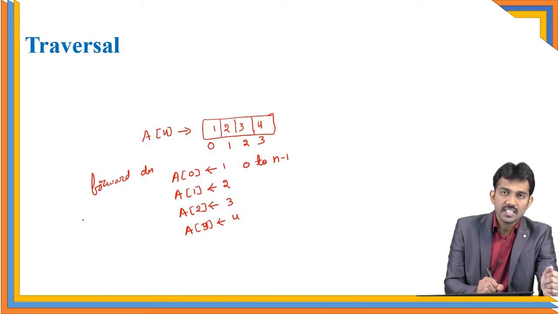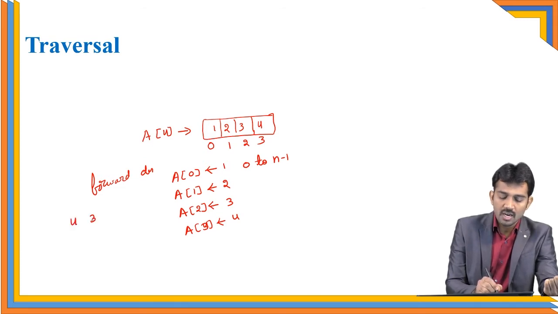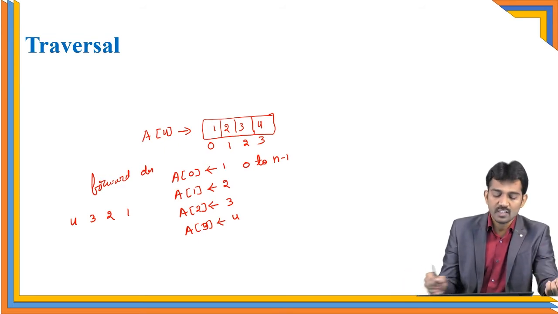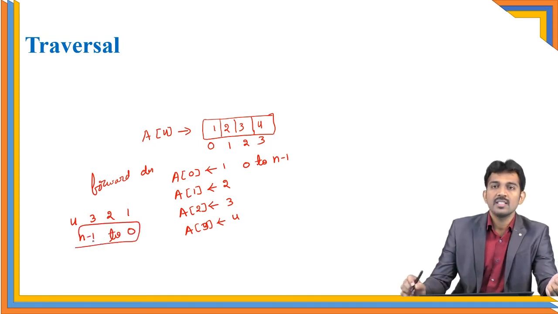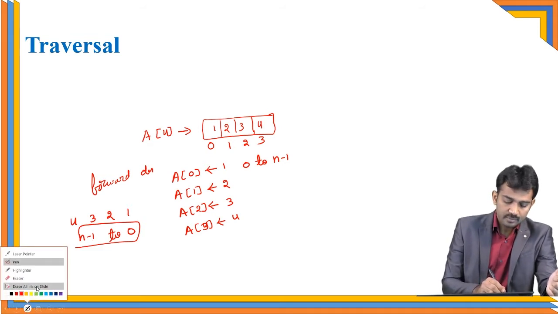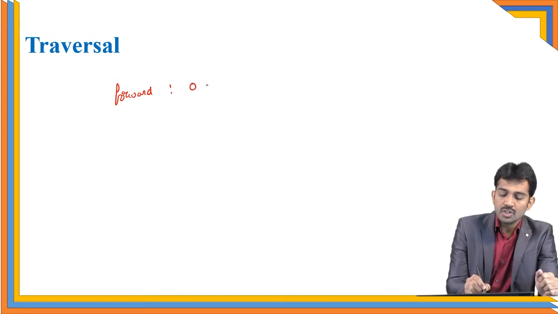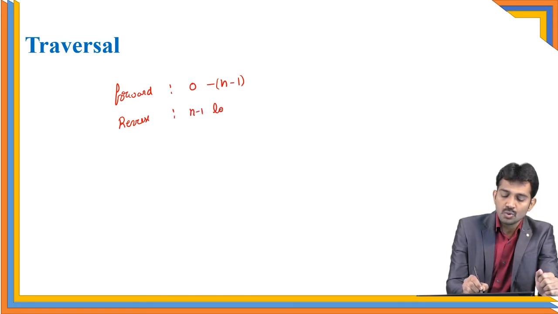What about the reverse direction? For example, I want to print the data in the reverse direction, meaning the last element needs to be printed first: the fourth element, third element, second element, and first element. What should I do? I need to repeat the loop with the index from n minus 1 to 0. Just follow this, then you will get the data in reverse order. For the forward direction, repeat your loop from 0 to n minus 1. For reverse order, take n minus 1 to 0.